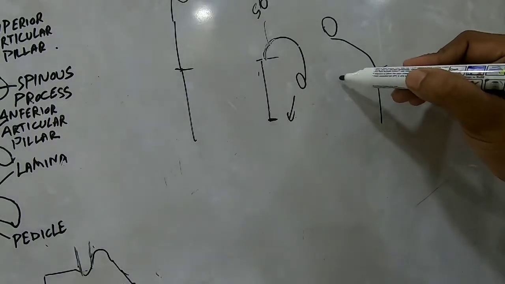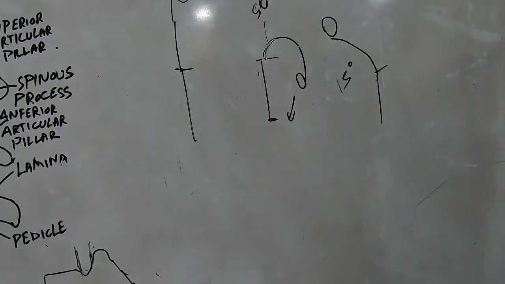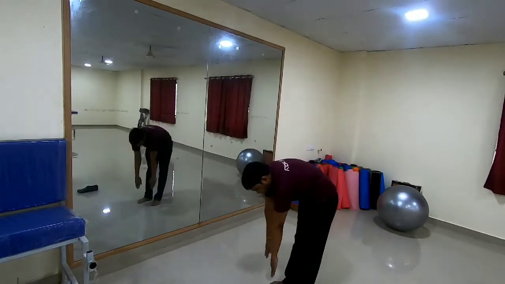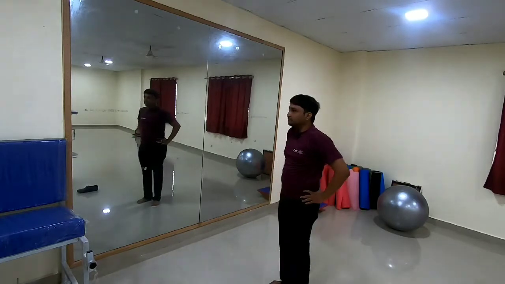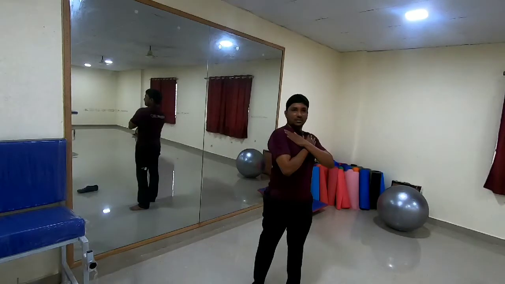Extension, the range of motion is 15 to 20 degree. And lateral flexion is 20 degree, rotation is 5 degree. So this thing you have to remember. Now I will demonstrate the movements to you. Now, so you know that now this is flexion, this is extension, side flexion and rotation.